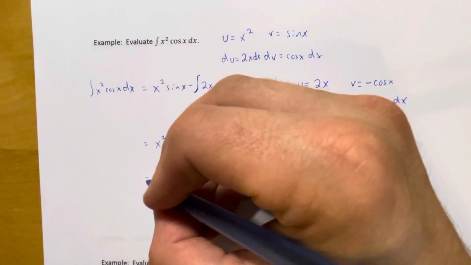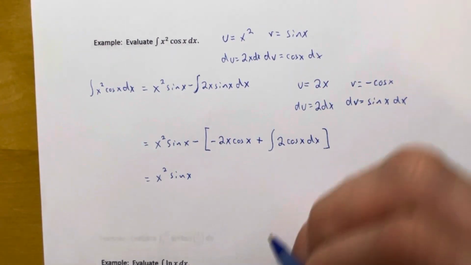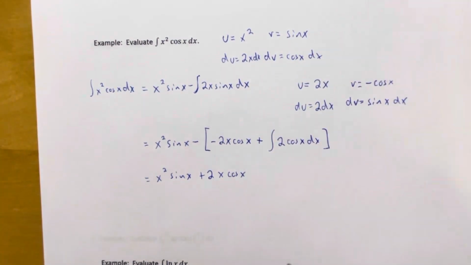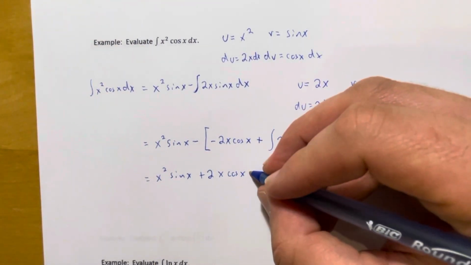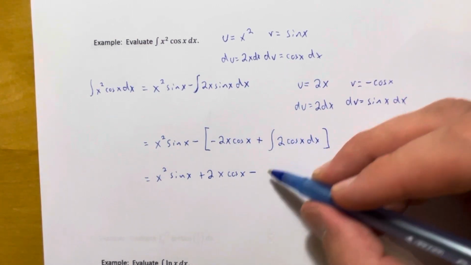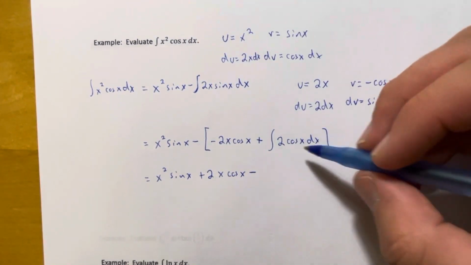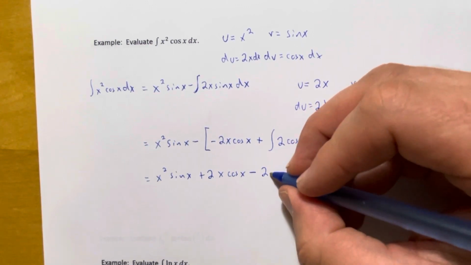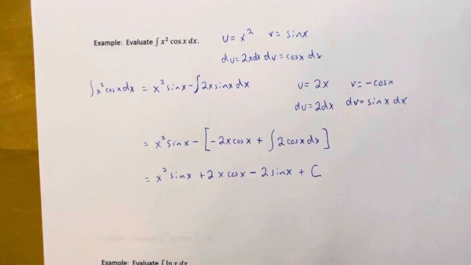All right, now let's work through this. X squared sine of x. I have to distribute that minus in, so that's going to become plus 2x cosine of x. And this thing that I just changed from a minus to a plus is about to become a minus again, because that minus is going to distribute right into there. So that gives me minus, and then I can just evaluate that integral, because this one is easy to do directly. The antiderivative of cosine of x is sine of x. So with that 2 there, I get 2 sine of x. And then as a final step, don't forget plus c.